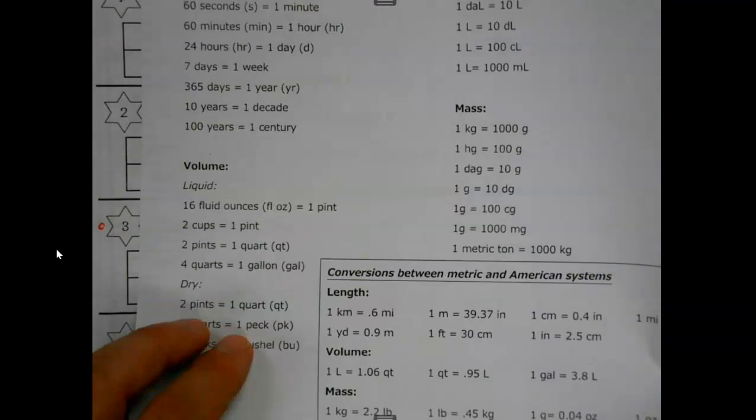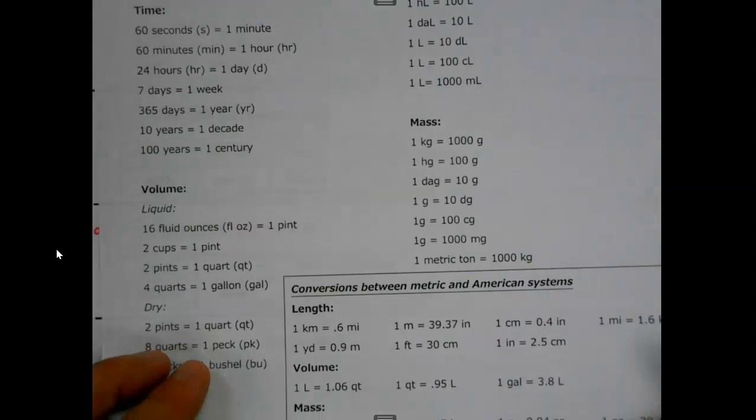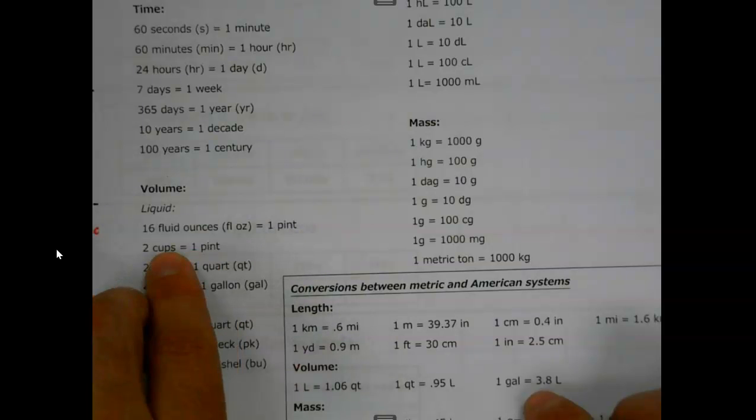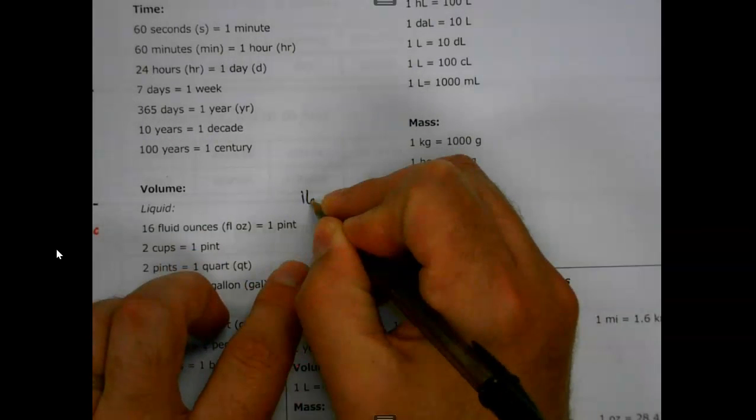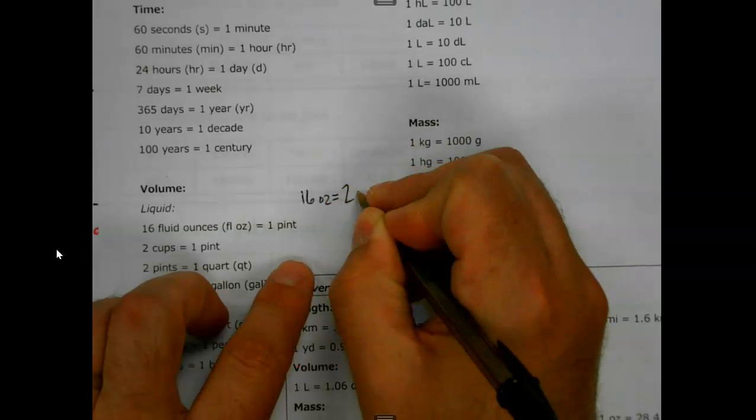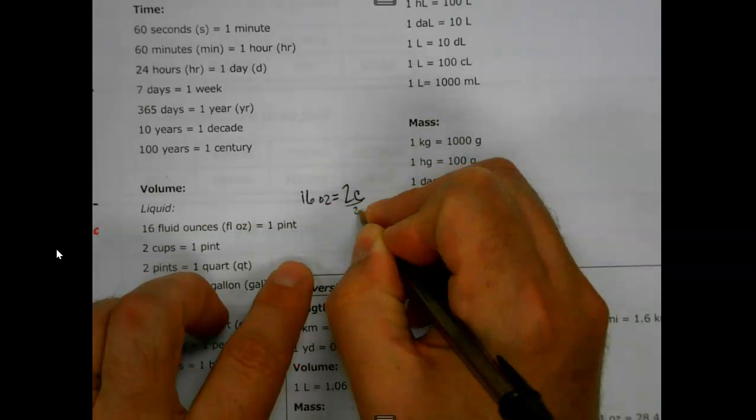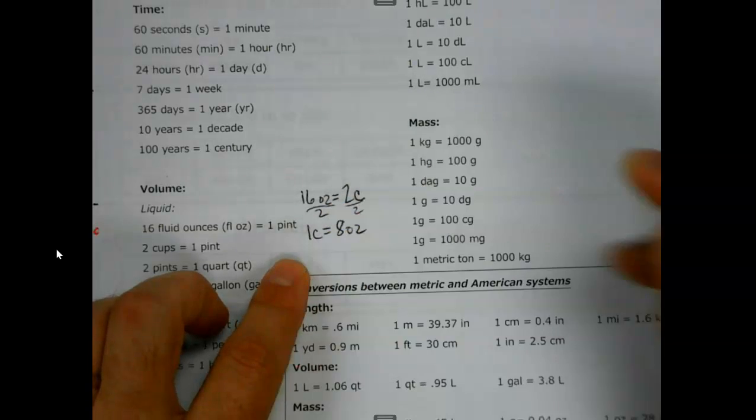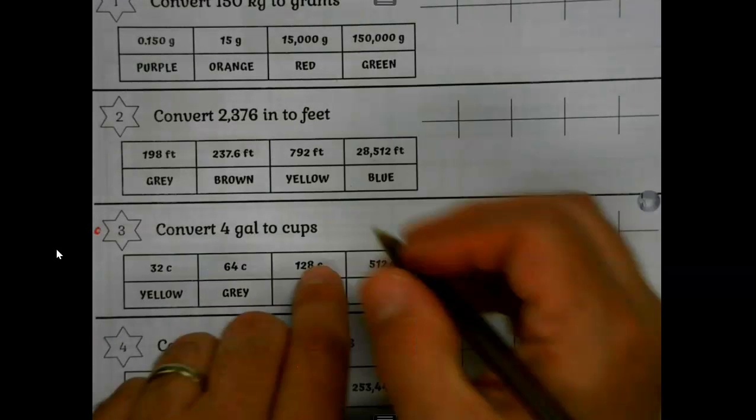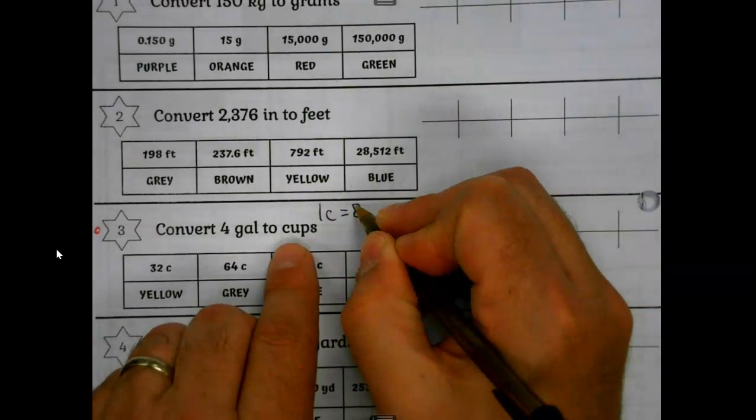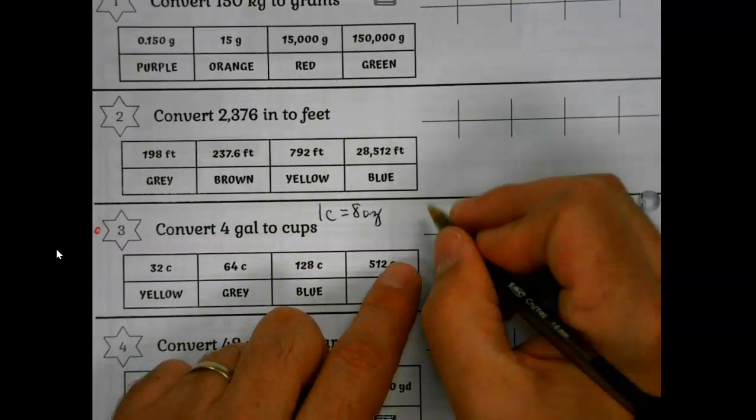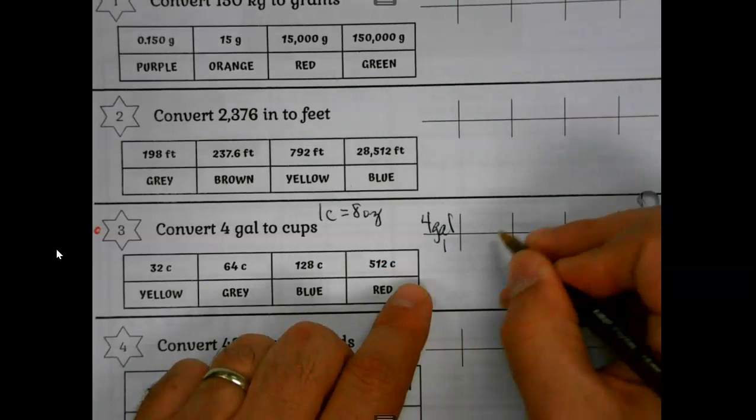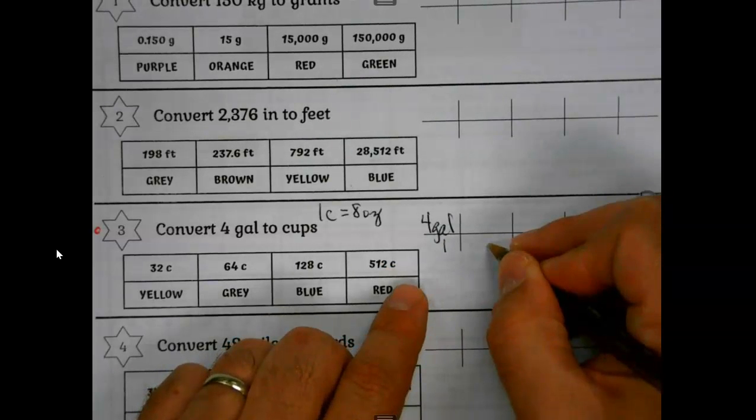If I look on this new conversion factor, it says that 16 fluid ounces is a pint and a pint is 2 cups. So if 16 ounces is 2 cups, and I want to know what's in 1 cup, 1 cup is going to be 8 ounces. So if 1 cup is 8 ounces, we're going to start with gallons here. And I want to make gallons go away.